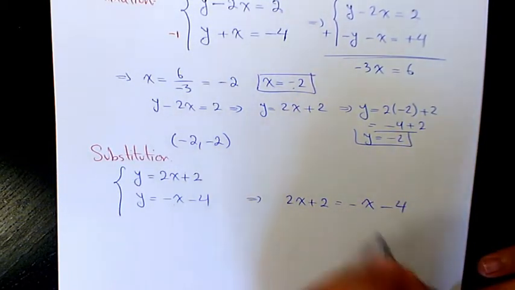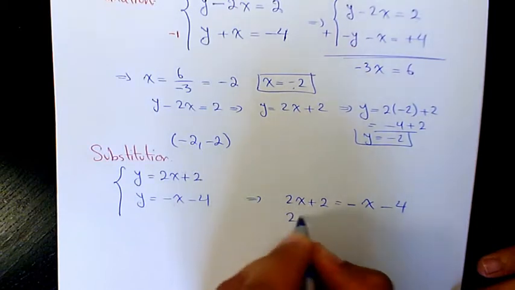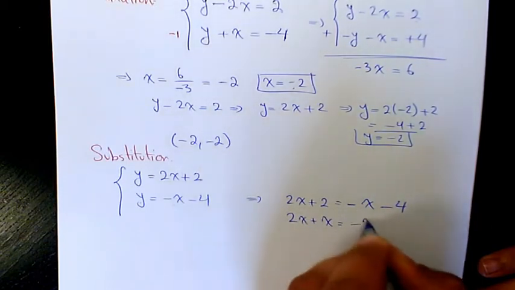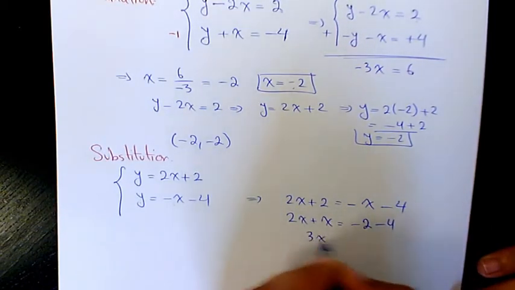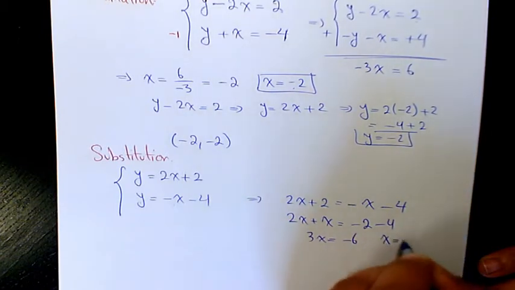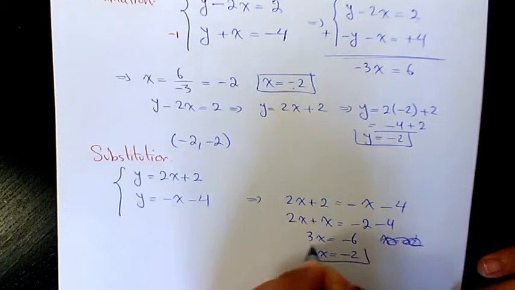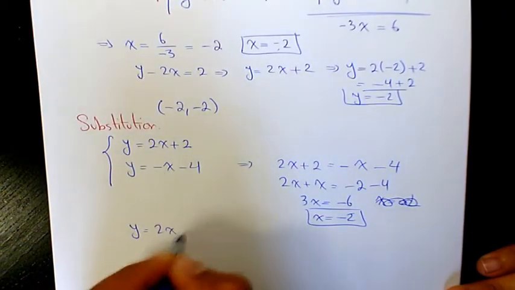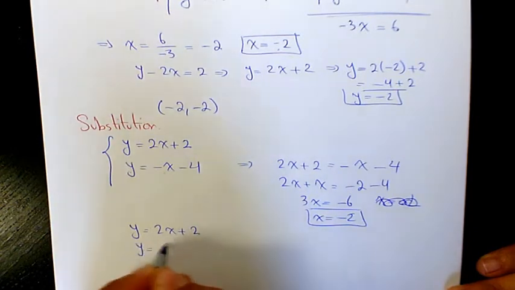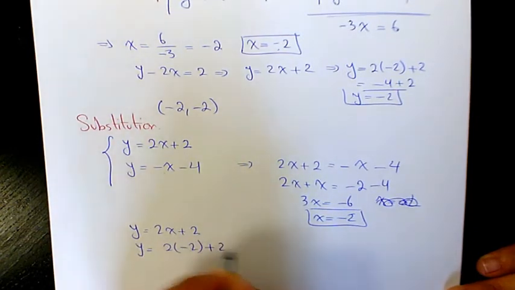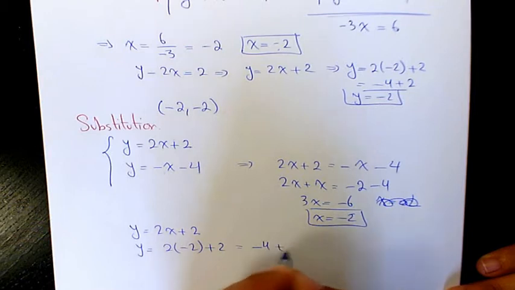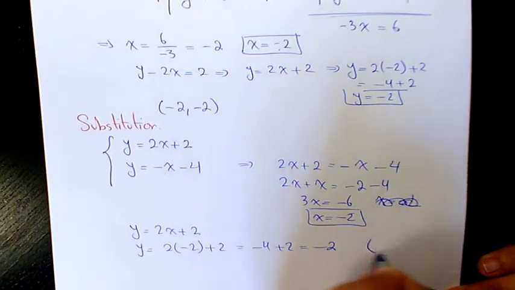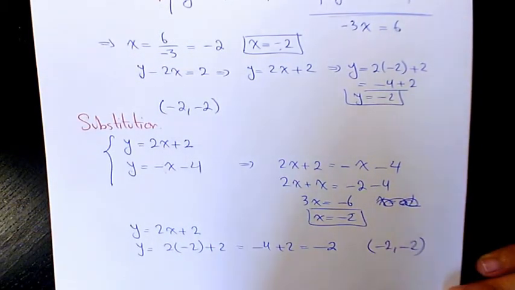And then we solve it for x. So 2x plus x. Here we have negative 2, negative 4. So 3x equals negative 6. x will be negative 2. Then we sub it there. y will be 2x plus 2. y equals 2 times negative 2 plus 2. So it's going to be negative 4 plus 2 equals negative 2. So it's negative 2 and negative 2.